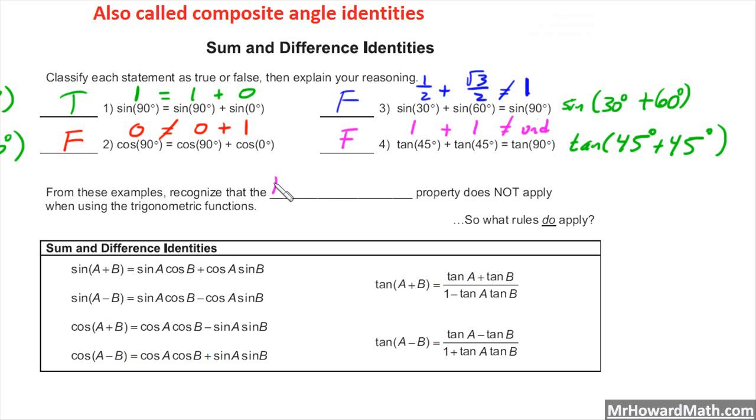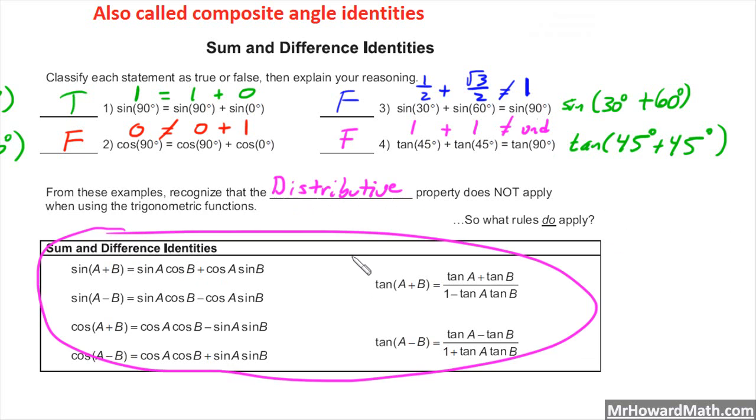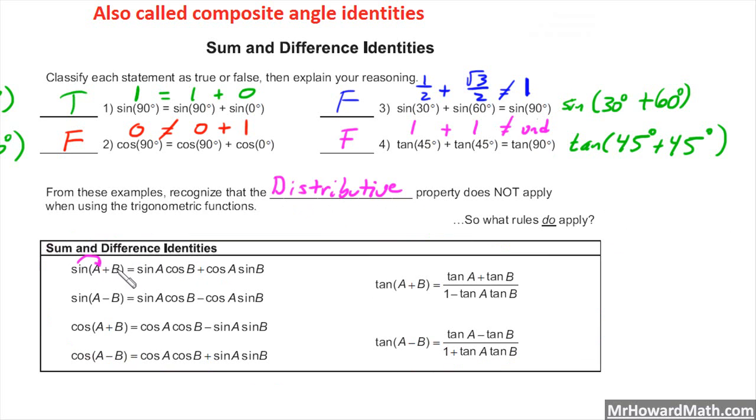So what we have shown here is we can't just use the distributive property when working with these trig functions. So what rules do apply? Well, it's all of these sum and difference identities here. You'll notice it's not as simple as saying sine of a plus b is the same thing as sine of a plus sine of b. You cannot do that. That will not work. You have to do what is shown here. If you want to find sine of two angles added together, you have to follow this process. And the same for cosine and tangent as well.